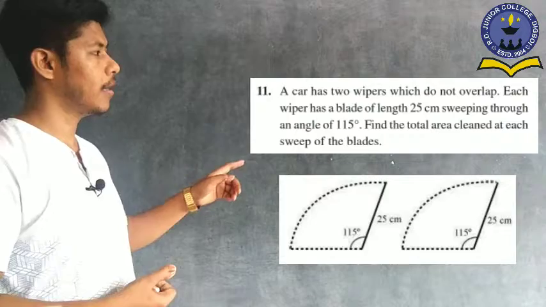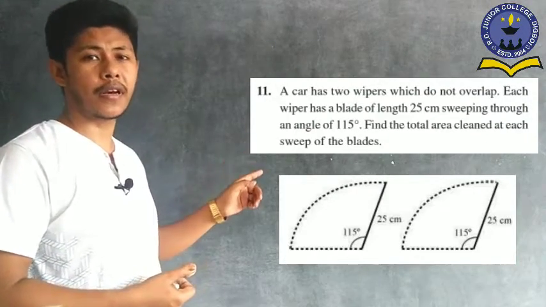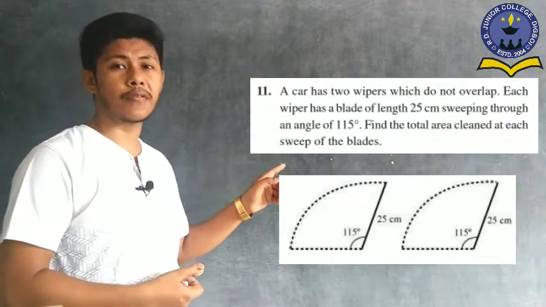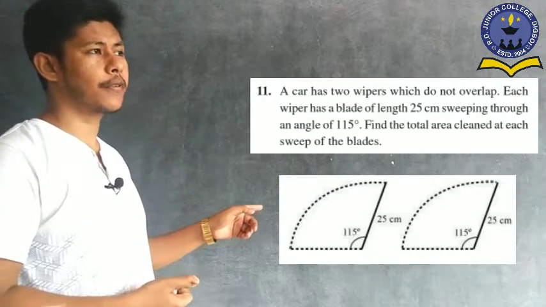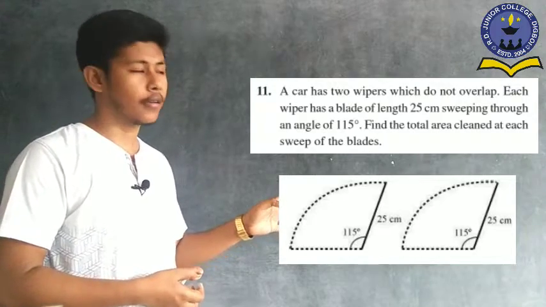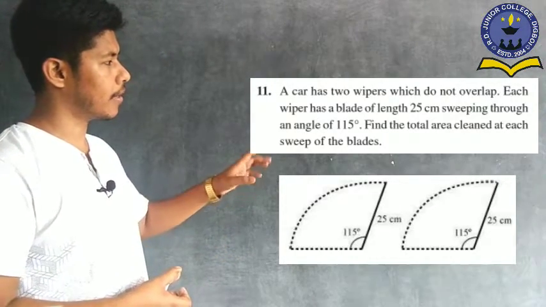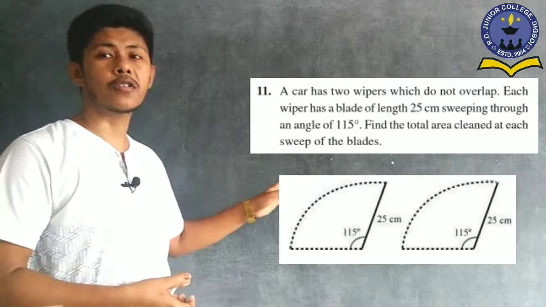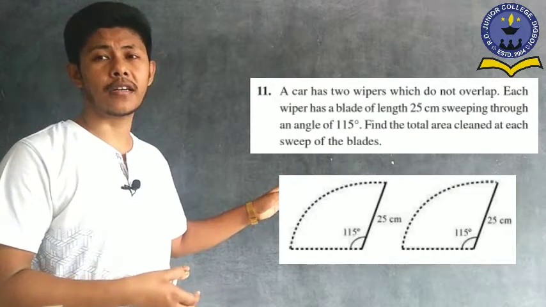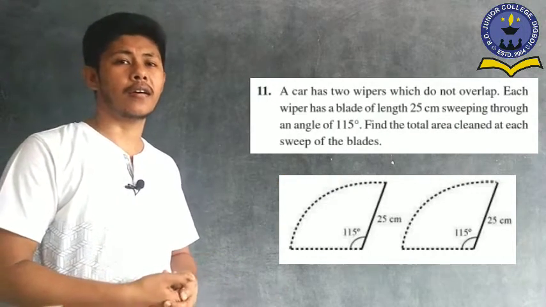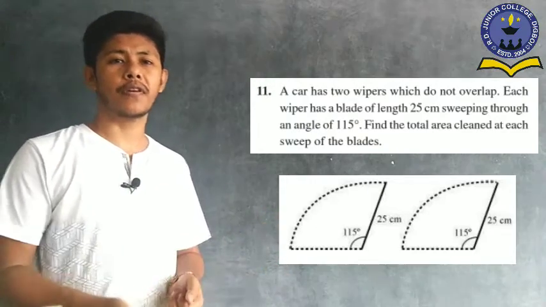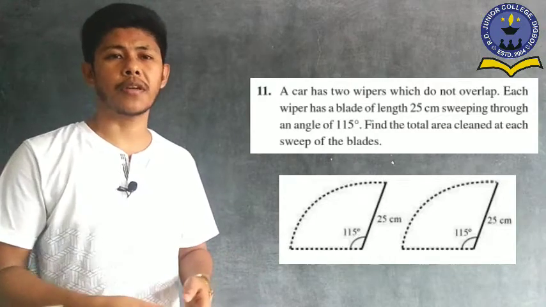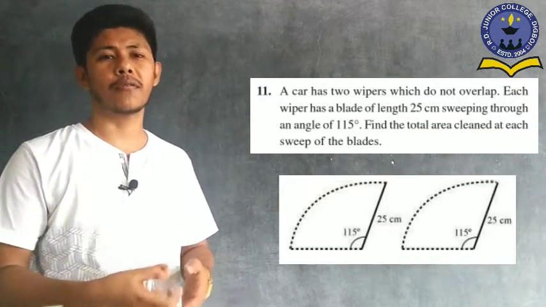So if you see here, the angle mentioned is 115 degree, and the length of the wiper mentioned here is 25 centimeter. In this case, this diagram is shown as a sector. If we consider one diagram here, it looks like a sector. So easily we can find out the area of the sector of this one part. If we find out the sector of one part, then easily we can find out the other part also, and if we multiply these two, then we get the total area.